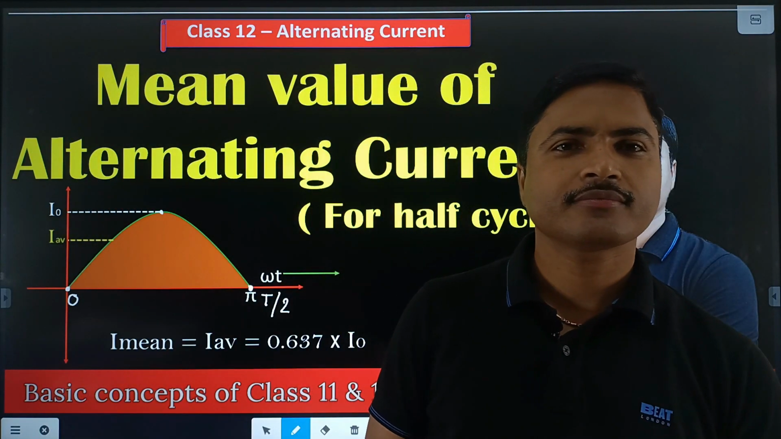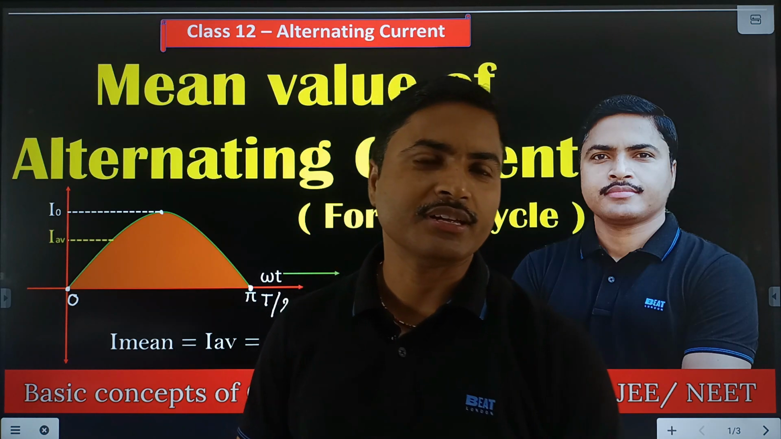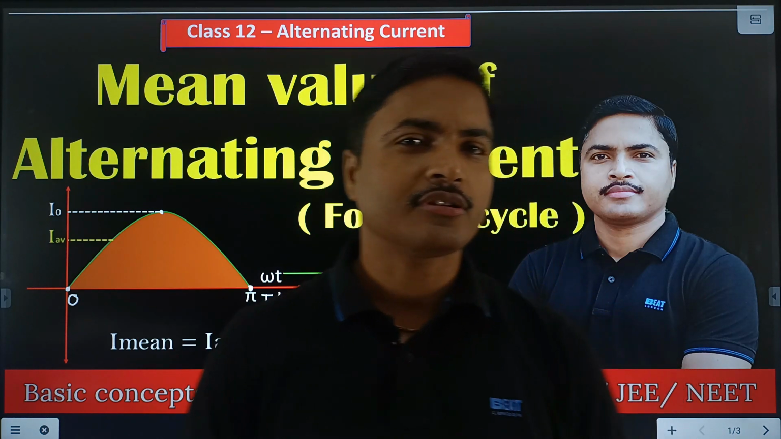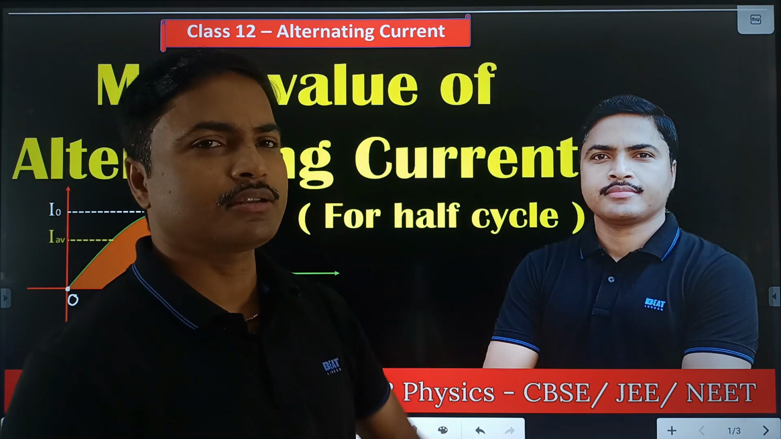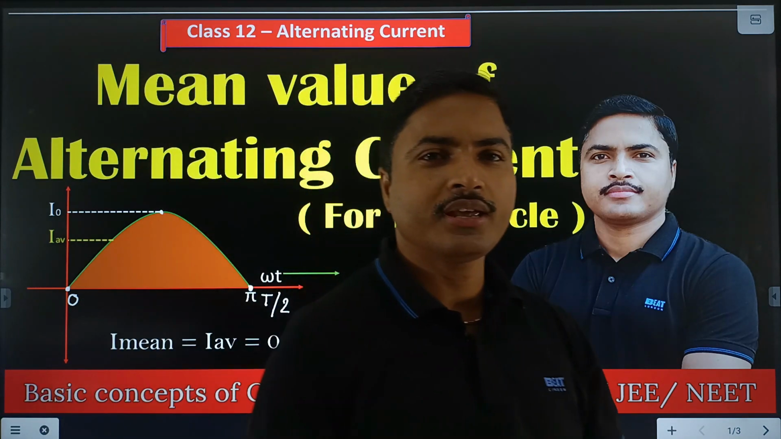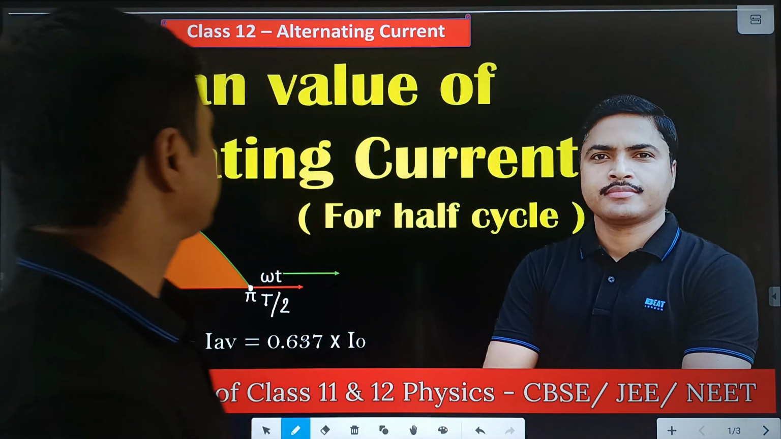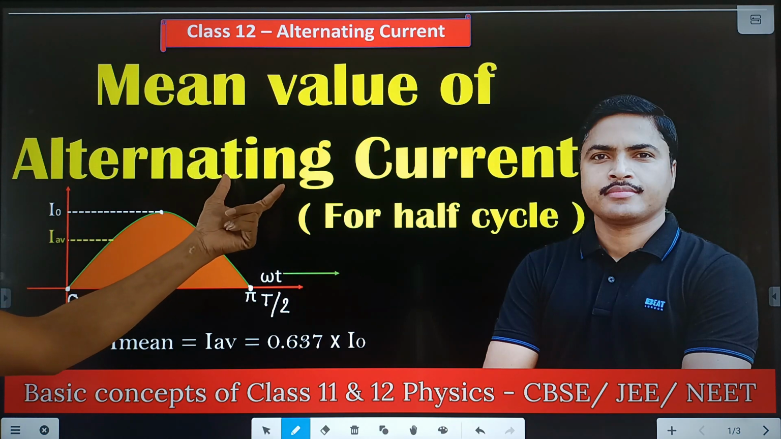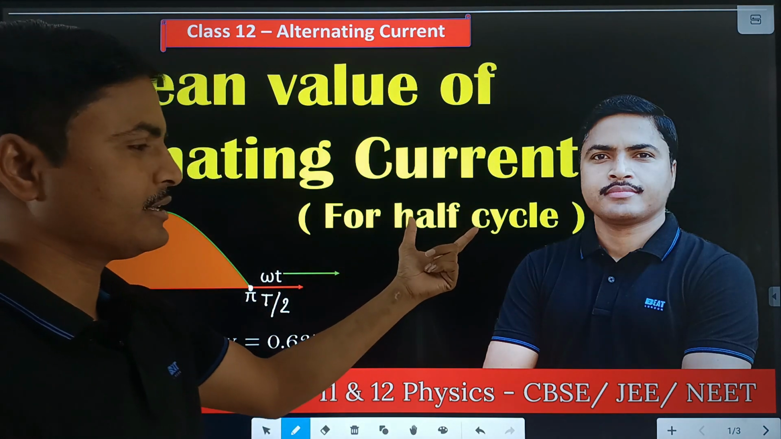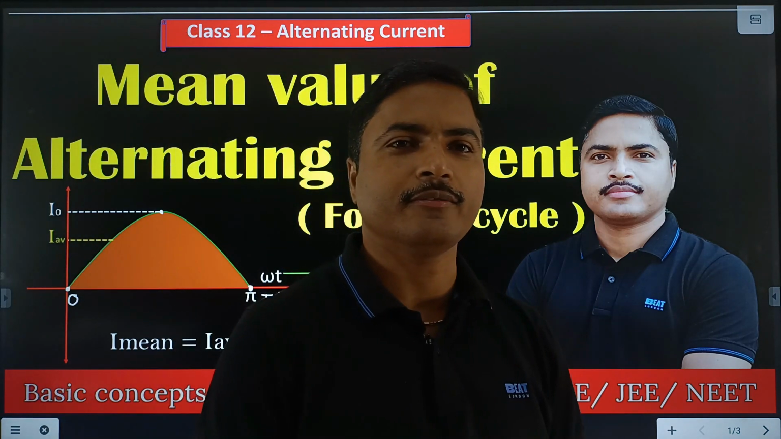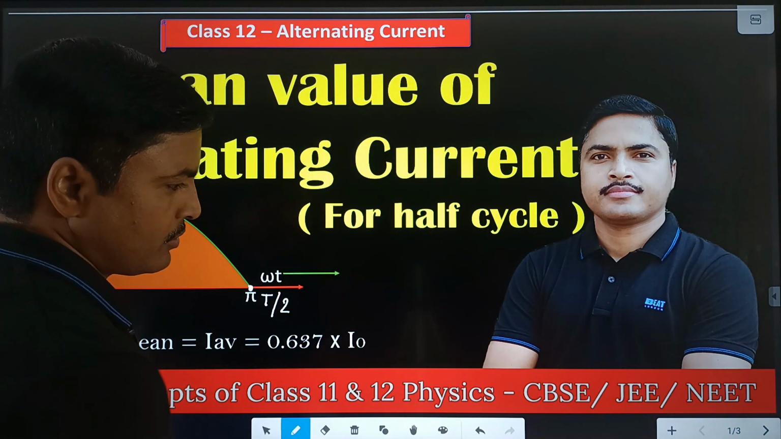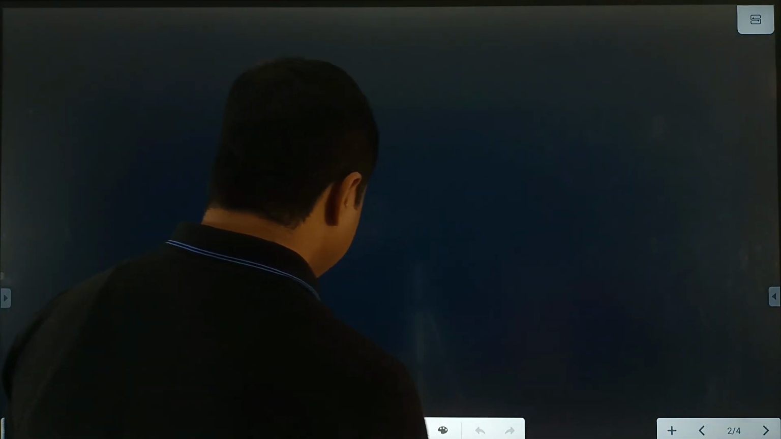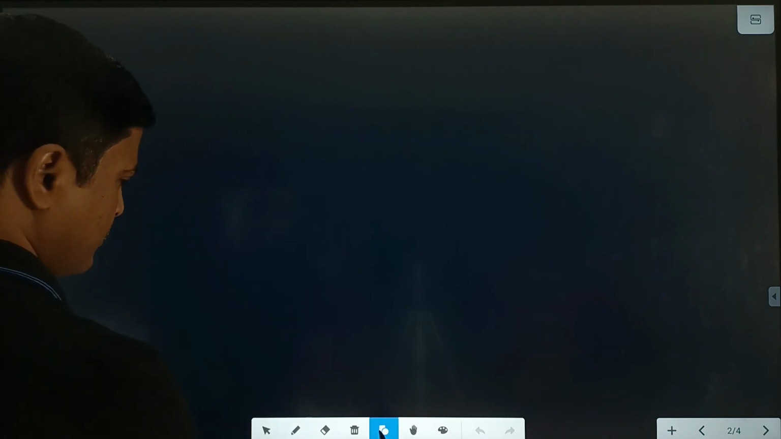Welcome to my class 12 physics chapter, alternating current, and today we will discuss the mean value of alternating current for half cycle, not for full cycle. Clear? We draw the graph for half cycle.